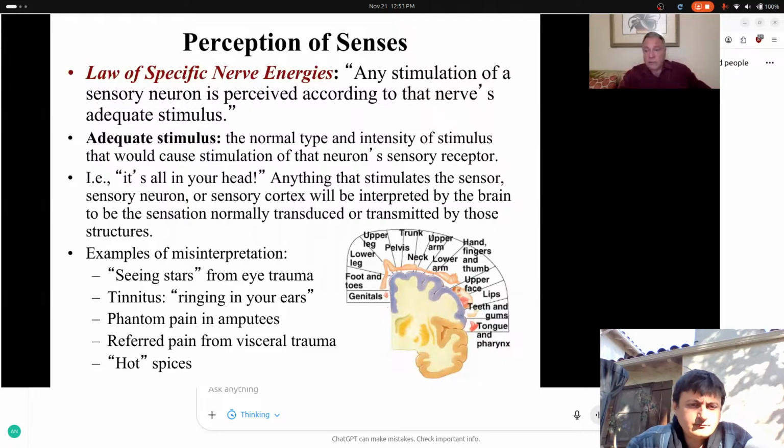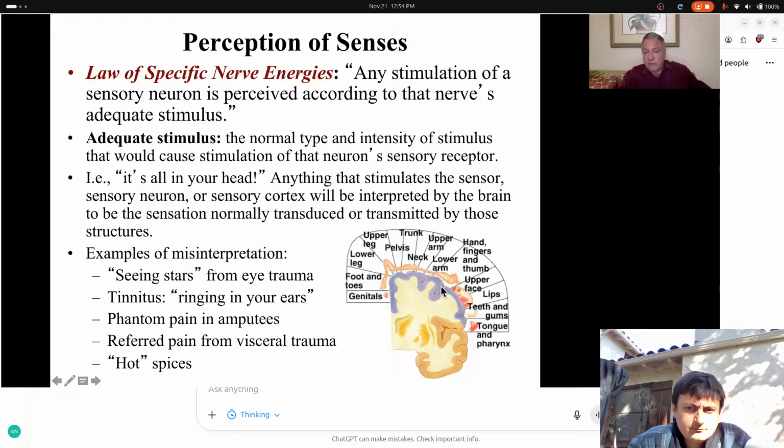It's all just a series of action potentials. So how can you tell the difference between something touching you and something burning you and something that's too cold? It's because of what cells in the brain are being stimulated. This is called the law of specific nerve energies. It is actually the cell in the brain that's determining what you perceive it to be. So when they say it's all in your head, it is all in your head.